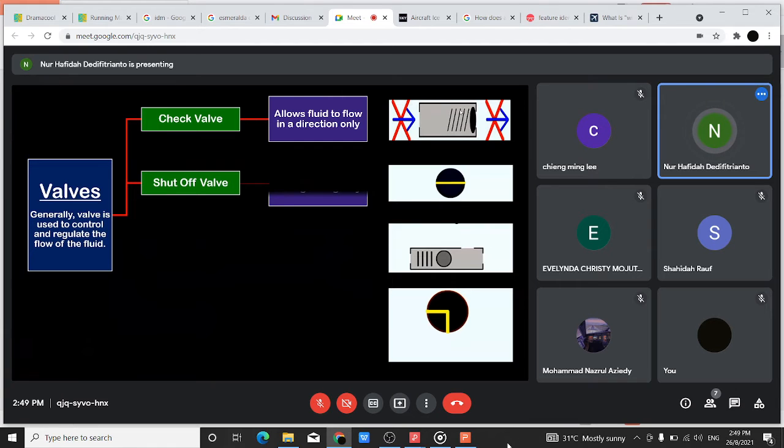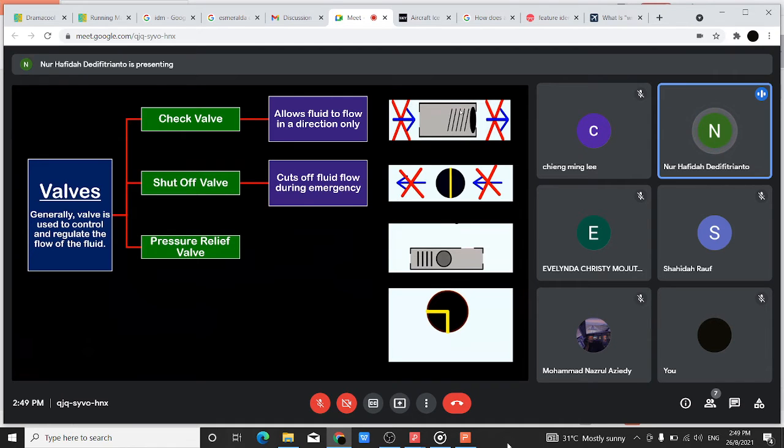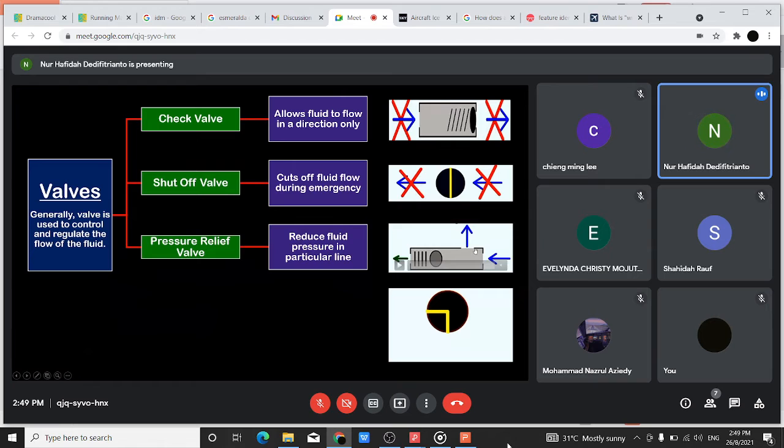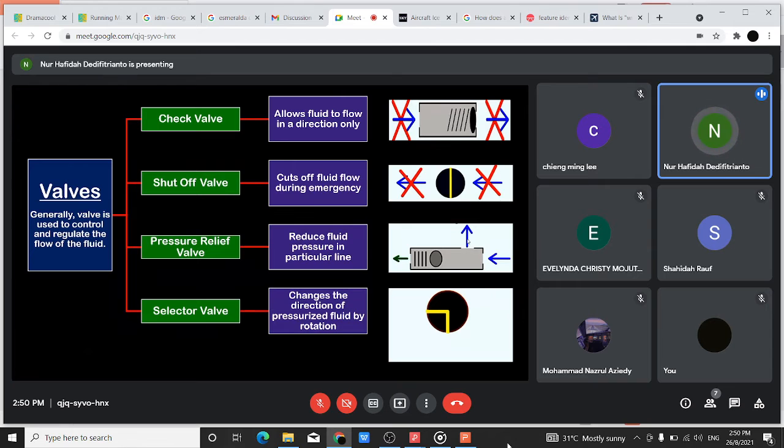The next one is the shut off valve, which is used to cut off fluid flow during an emergency. The next one is the pressure relief valve, to reduce fluid pressure in a particular line. For example, if you want a high pressure of fluid to go out from here, this one will be connected to the line. And the last one is the selector valve, which you can use to change the direction of pressurized fluid by rotation.